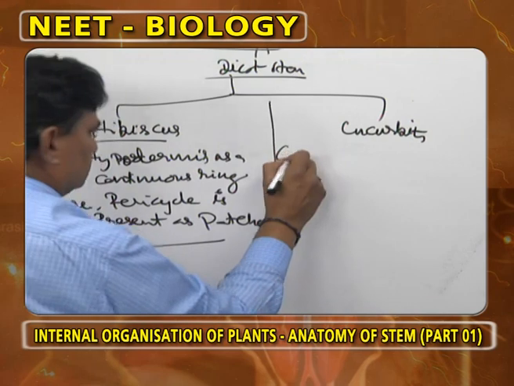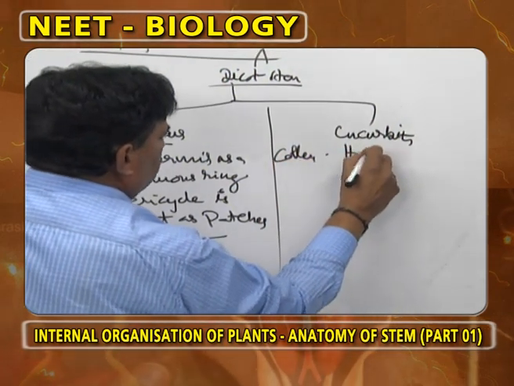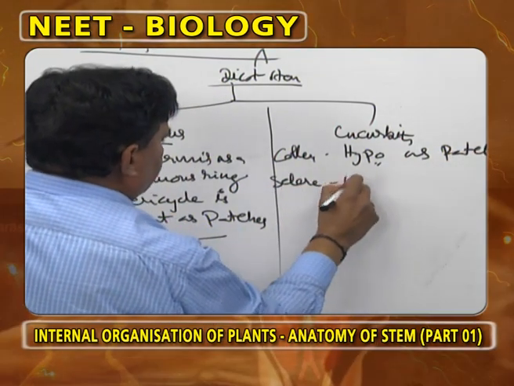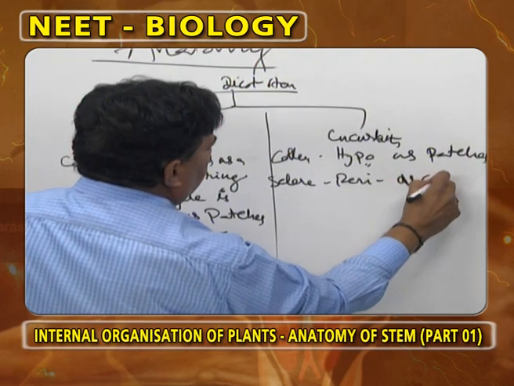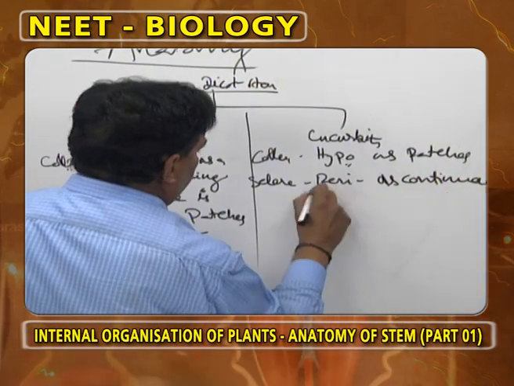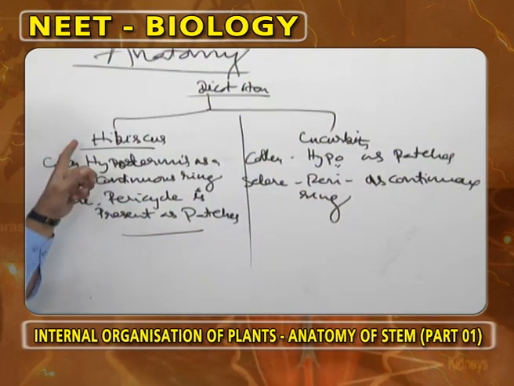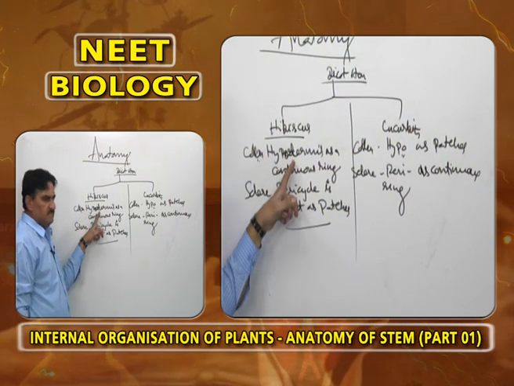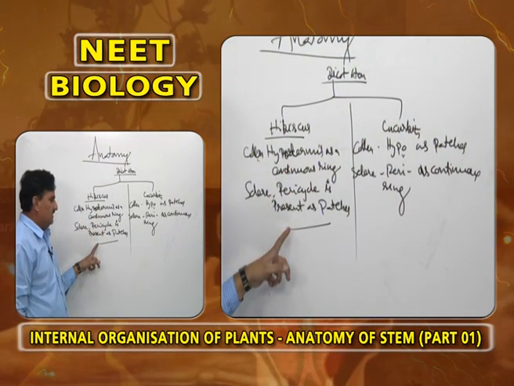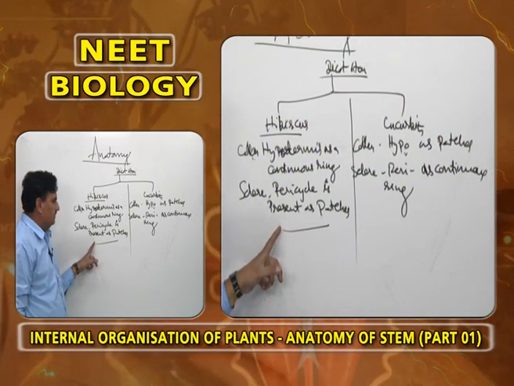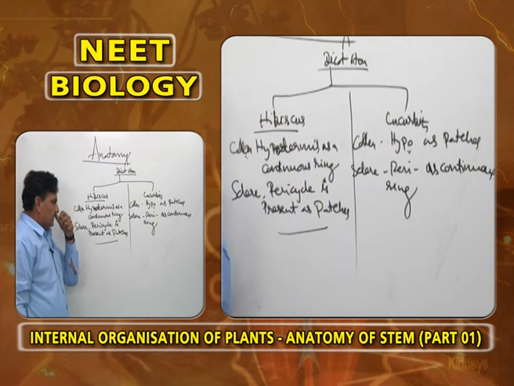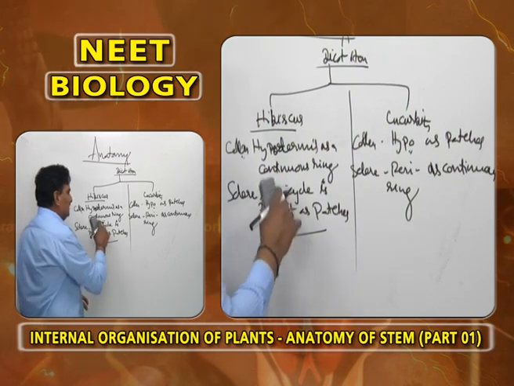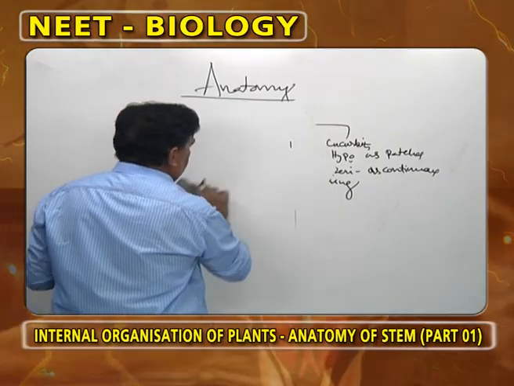Exactly opposite in cucurbits. The collenchymatous hypodermis is present as patches, and the sclerenchymatous pericycle is present as a continuous ring. So, remember these two basic differences. In the dicot stem of hibiscus, the collenchymatous hypodermis is a continuous ring and the sclerenchymatous pericycle is present as patches above each vascular bundle. In cucurbits, the collenchymatous hypodermis is present as patches and the sclerenchymatous pericycle is present as a continuous ring.